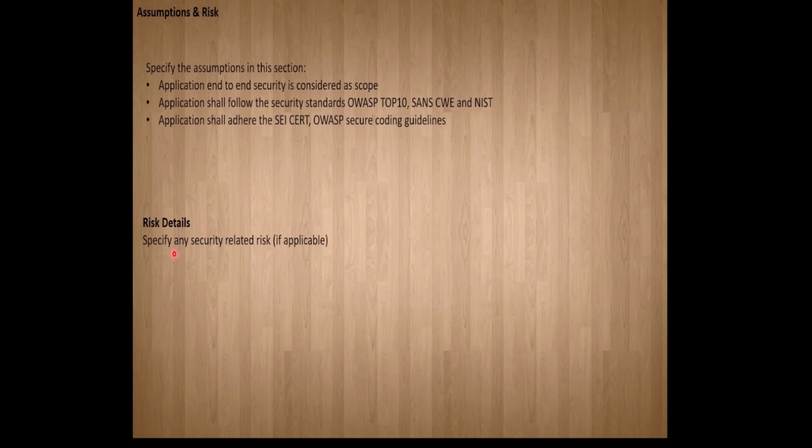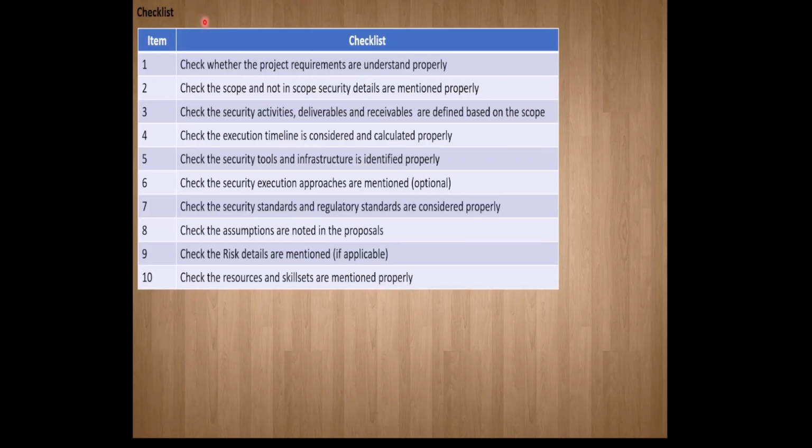Risk, if we have any risk, example, if we have any gaps on the security requirements or security activities, security deliverables or tools, cost, infrastructure, that risk we can note it down here so that at the earlier stage itself we can identify the risk. We can plan to mitigate that risk further when we discuss with the customer or any external stakeholders. Okay, once we complete the security proposals, we can create an internal checklist and we can verify all the inputs are considered properly.